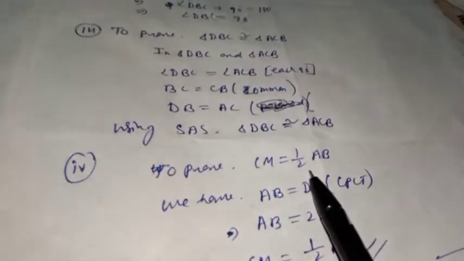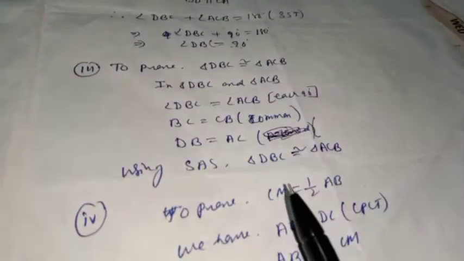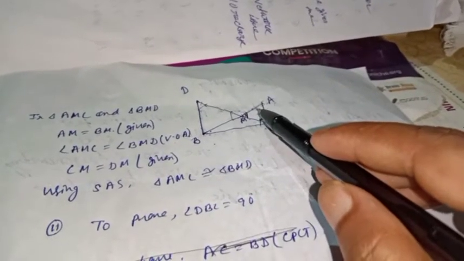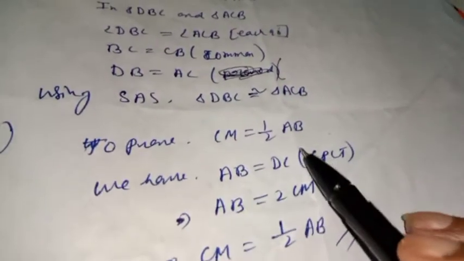Now the last one, to prove CM is equal to half of AB. See, already we have proved triangle DBC congruent to triangle ACB. That means all the corresponding parts of these two triangles are equal. Means AB is equal to DC, because they are corresponding sides, CPCT.